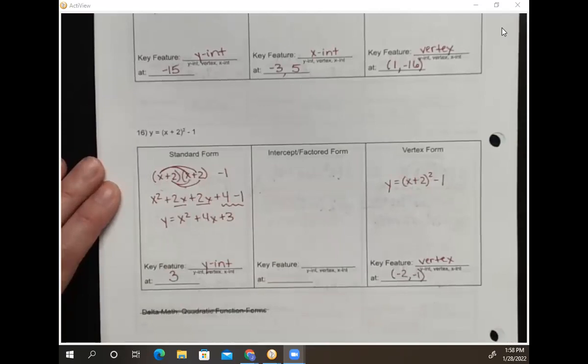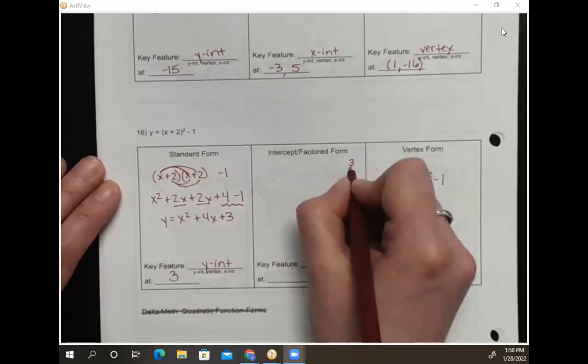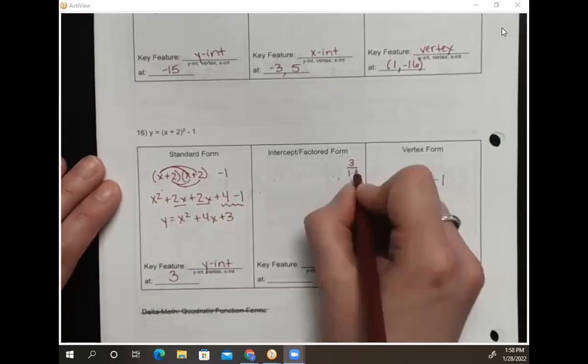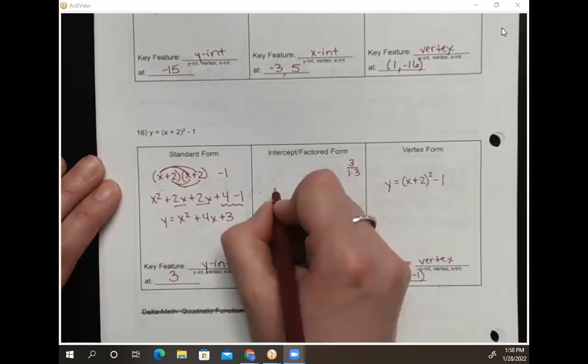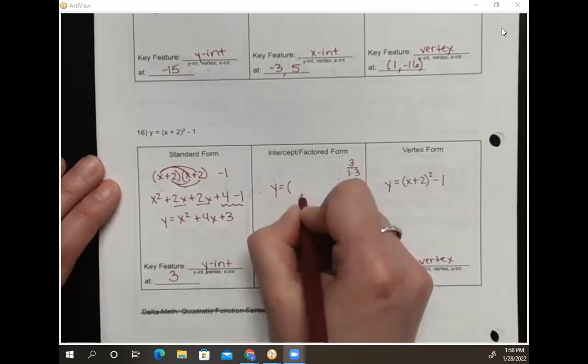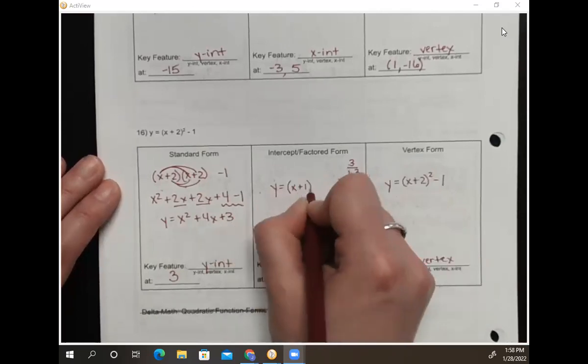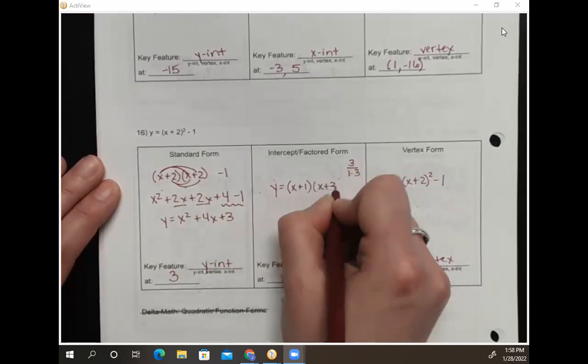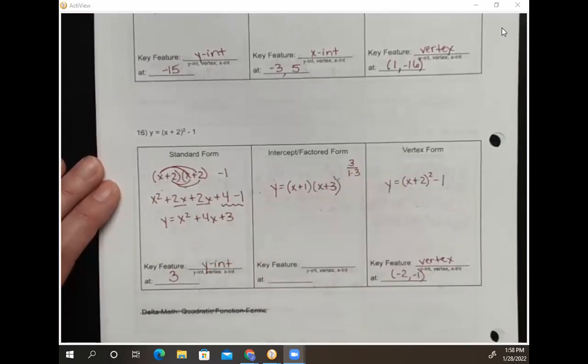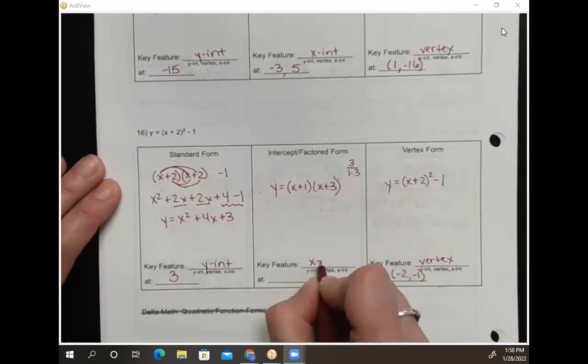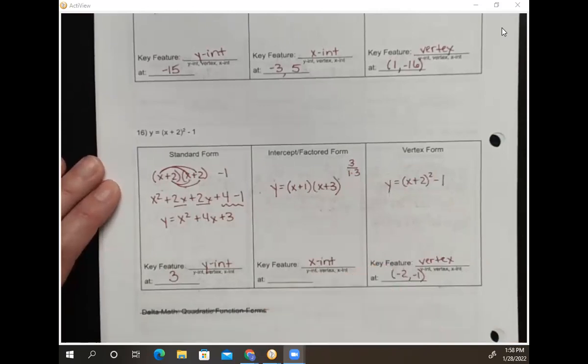Finally, we're going to find factored form for this function. So we're looking for factors of 3 that add to 4. That would just be 1 times 3. So my factored form would be y equals x plus 1 times x plus 3. Remember, factored form gives me x-intercepts, and my x-intercepts for this function would be at negative 1 and negative 3.